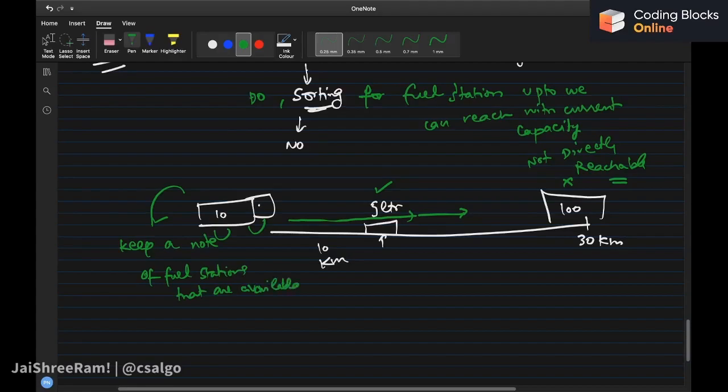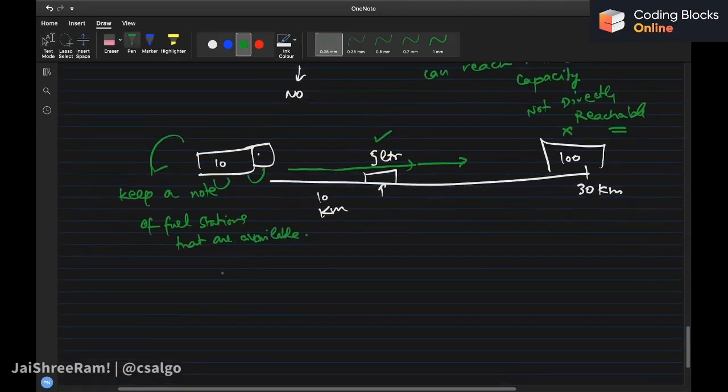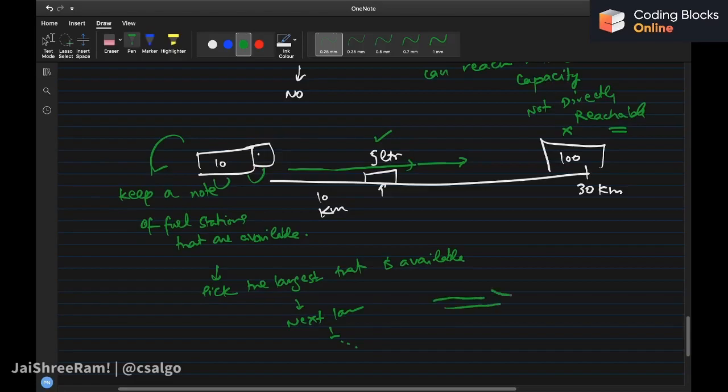And if at any point I think I have a shortage of fuel, I will pick the largest station that is available. I will use it and remove it. Okay, pick the largest that is available, and still if I have shortage, I will pick the next largest. Okay, I will pick the next largest, and so on, and I will keep moving in the forward direction. And while moving forward, if I encounter a fuel station offering a capacity F, I will add it. I will keep a note.